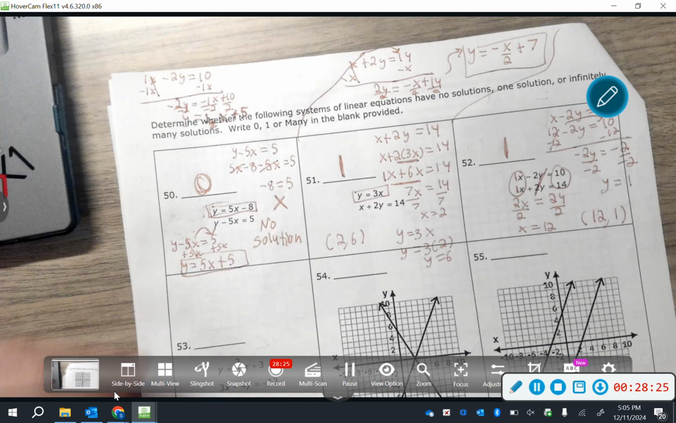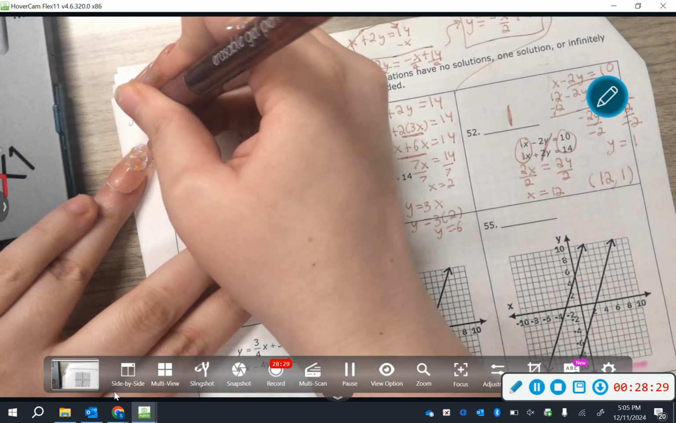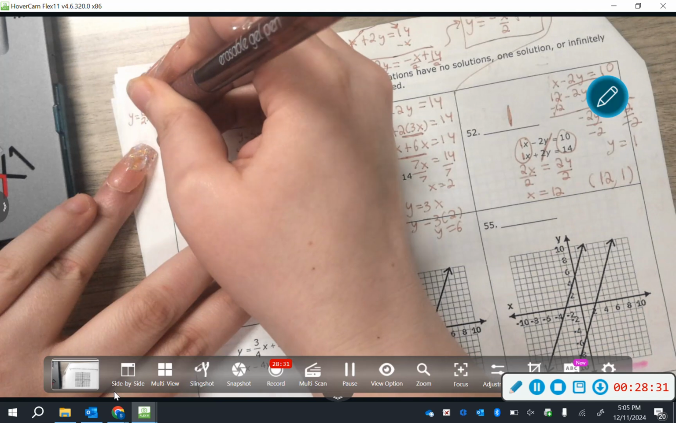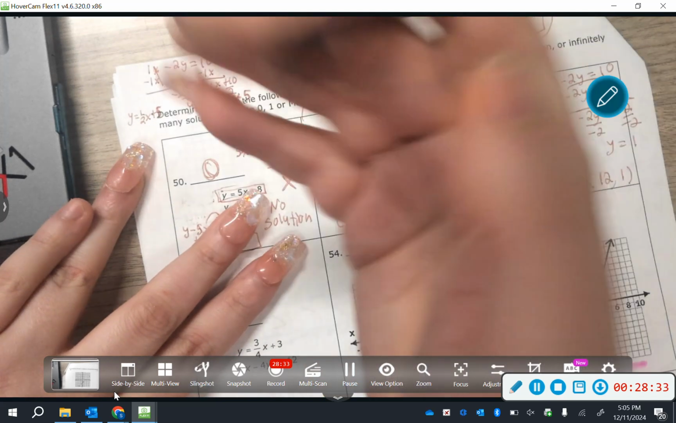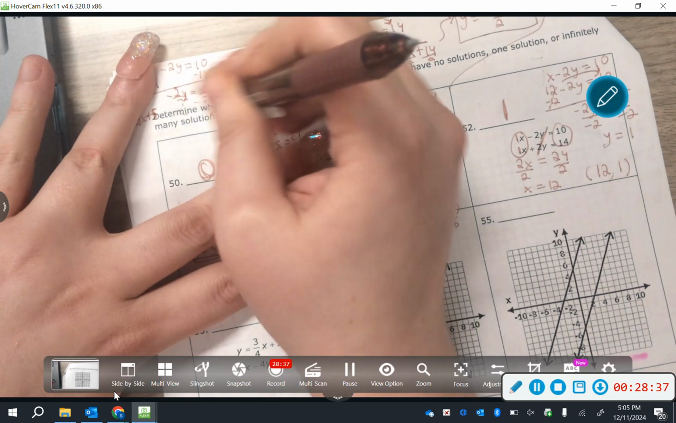You can't even see it. Okay. Y equals 1/2 x plus 5. So then you can at least actually kind of see it for the most part. Okay.